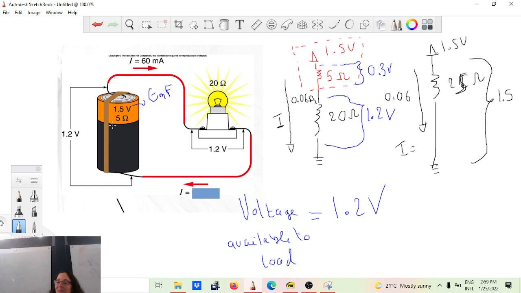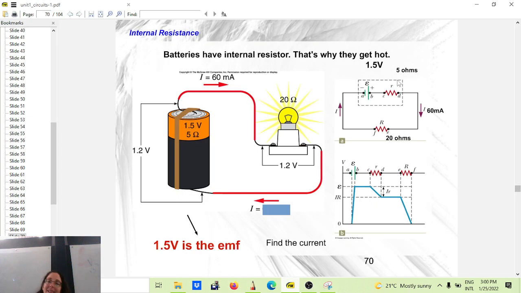But as it gets older, the resistance inside increases. And as you measure the voltage across the body, it gets weaker and weaker and weaker. And then you have to change the battery. So that's how it works. So you see here, the battery, that's the EMF, that's the resistance. And from the EMF, which is 1.5, you're going to drop across the resistance inside the battery. And then whatever is left is for the load.